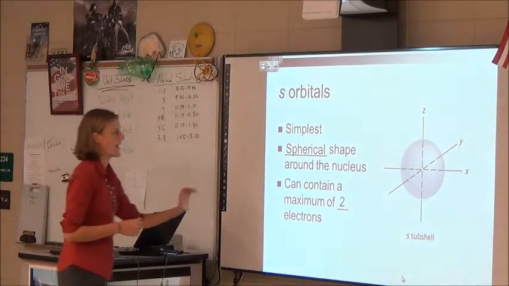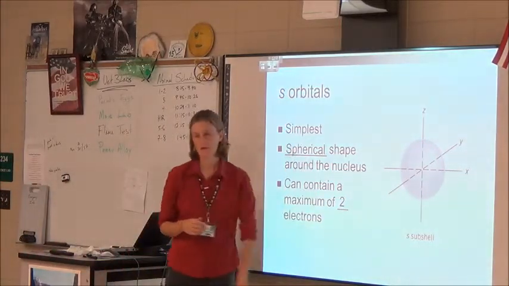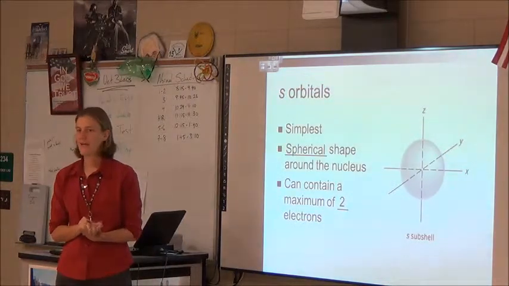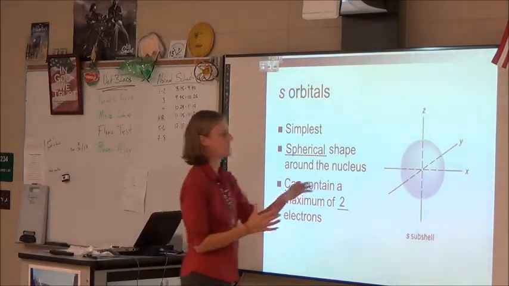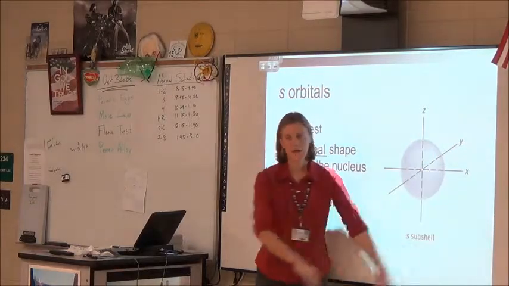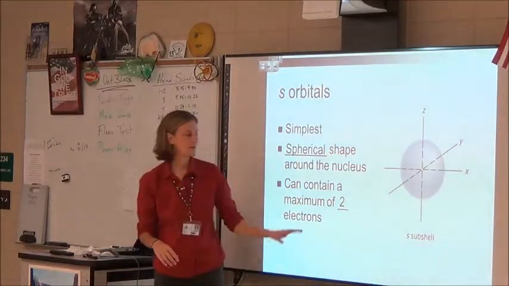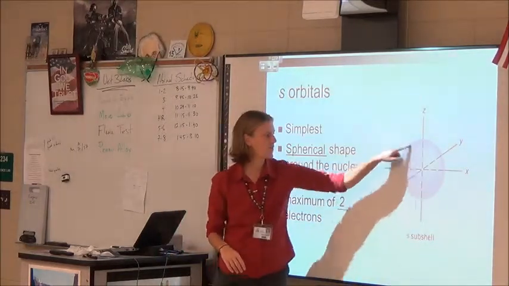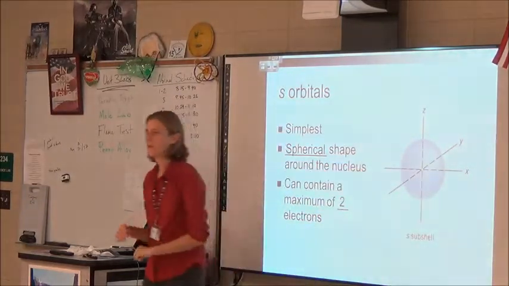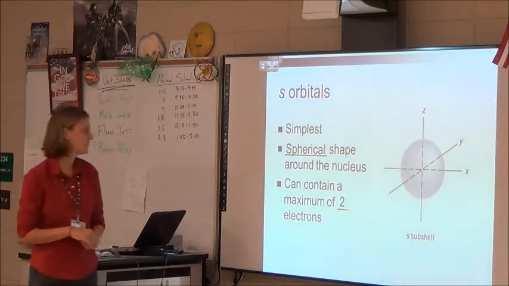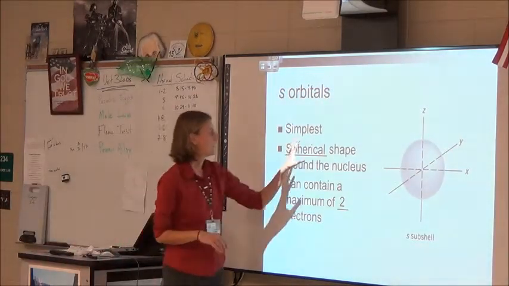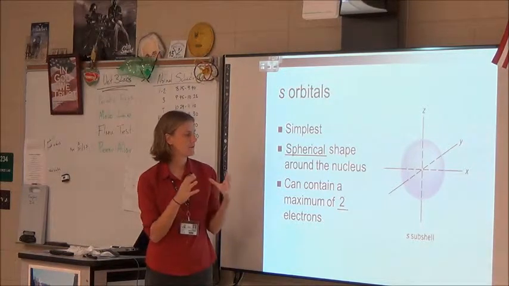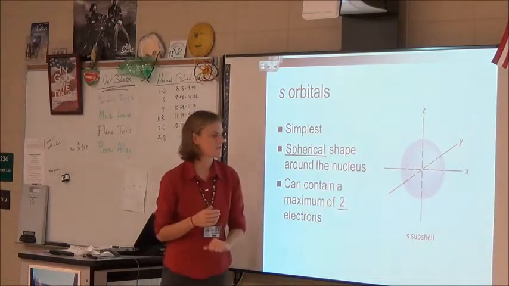So, starting with the S orbital. This one kind of makes sense. The S orbital is simply a spherical shape. Again, not the idea of electrons going around on a ring around the outside, but just that electrons could be anywhere in that sphere if electrons are in the S orbital. The S orbital is the simplest orbital, and it can only contain two electrons.